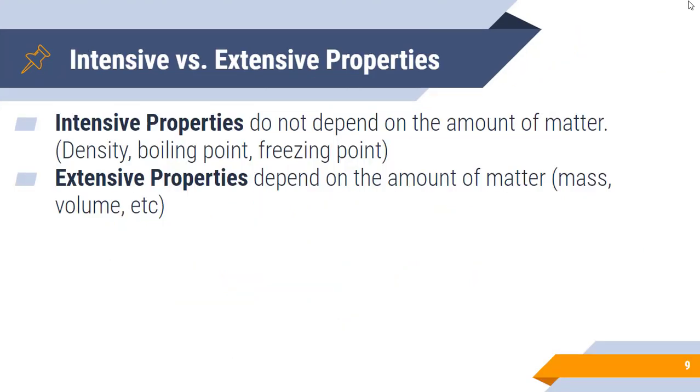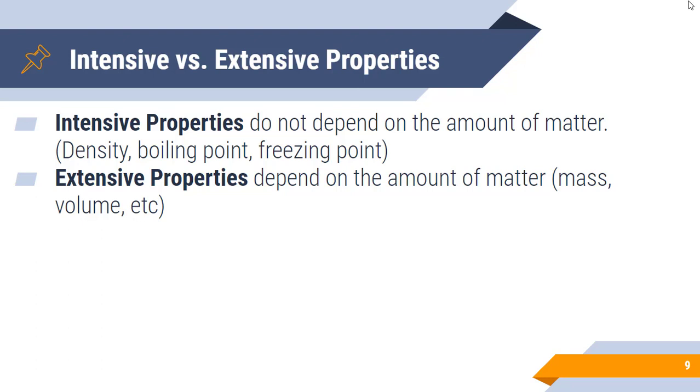Now, as we have been talking about matter lately, we do need to understand the difference between intensive and extensive properties. Intensive properties are chemical properties that do not depend on the amount of matter. So, for example, density. It doesn't matter if you have one drop of water or an ocean full of water, the density of that water is still the same. It does not change just because you increase the amount of matter. Same thing with boiling point and freezing point. You have more water or less water, it still boils and freezes at the exact same temperature.